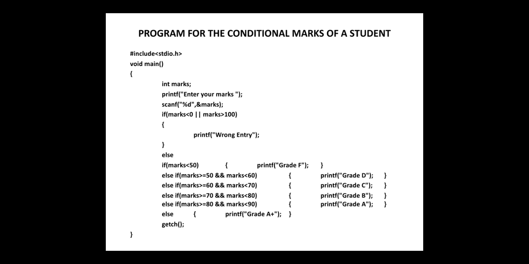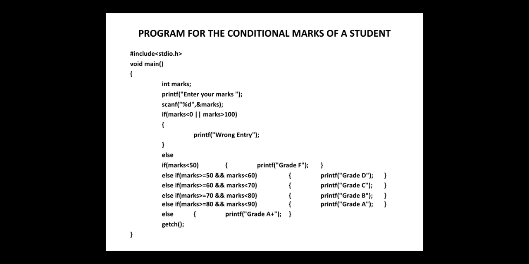Next statement is a scanf, which is used for the purpose of reading the values from the keyboard. Since I am reading the value of marks, the marks is an integer data type, so the format specifier is %d. Next we start with those conditions, that is if. By using the conditional statement, if marks is less than 0, or marks is more than 100, then it is a wrong entry.